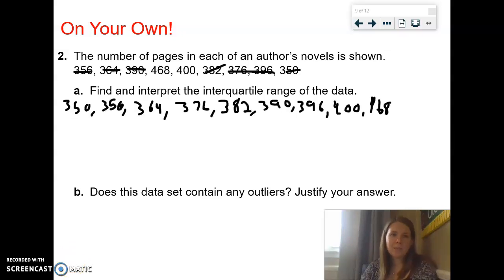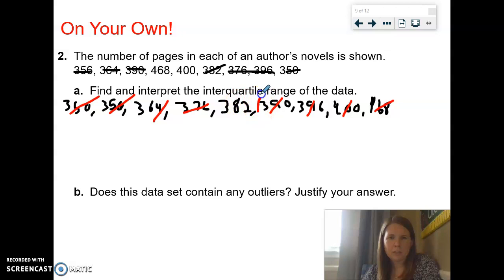All right, your first step is just ordering it from smallest to biggest. Stay tuned. I'll put up your answers soon. Step by step, guys. Step by step. Next step, find your median. Look, I found my median, 382.